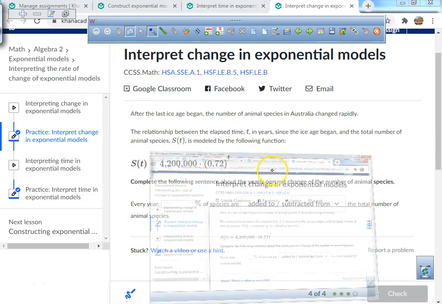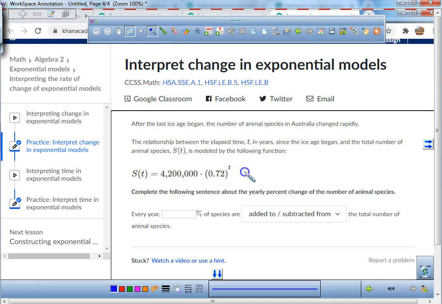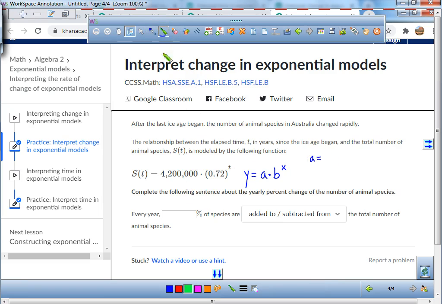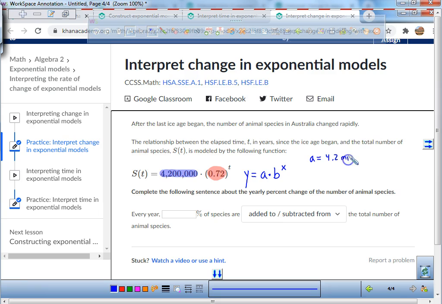So I'm just going to change s of t to y equals, in the form of a times b to the power of x, where a is your initial. Our a value is represented by the 4.2 million, and our b value is represented by the 0.72. So our a value, I'm just going to put 4.2 million. There we go. And our b value is this decay factor known as 0.72.